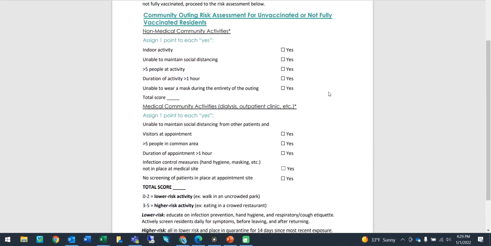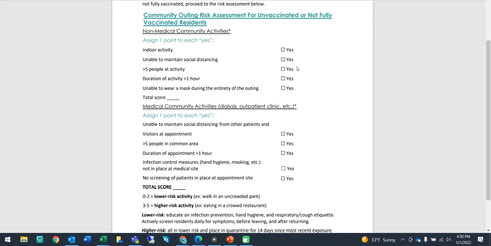If this is a non-medical community activity, ask the resident if it was an indoor activity, if they were unable to maintain social distancing, if there were greater than 5 people at the activity. Check off if the duration of the activity was greater than 1 hour, or if they were unable to wear a mask during the entirety of the outing. Check all of the boxes they said yes to, and add the total score here.